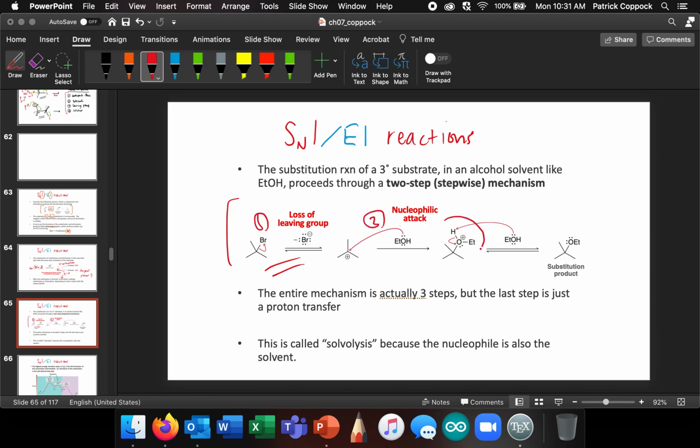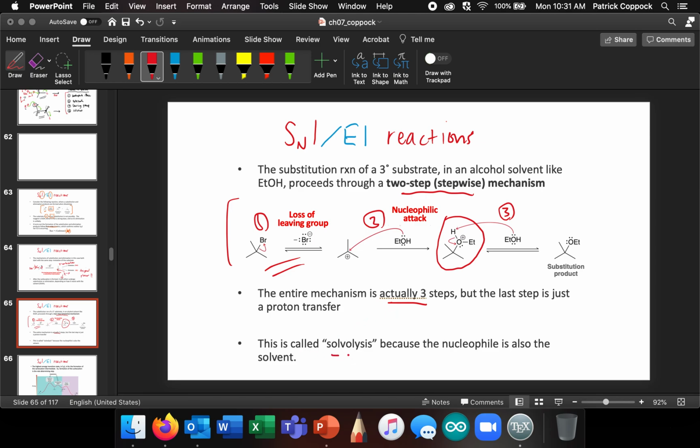Now, after step 2, by the way, you're left with an acid. And so this is technically step 3, but we don't consider it in the mechanism because it's just a proton transfer. This is really technically a two-step mechanism, although it's actually 3 steps, but the last step is just a proton transfer, and so we call it two-step, okay?